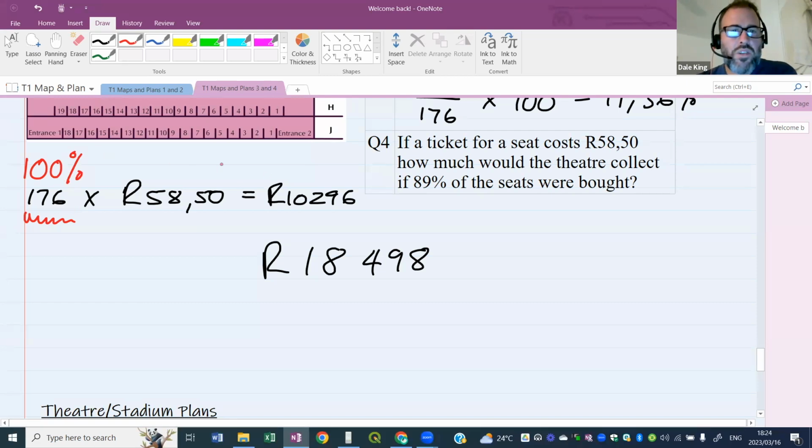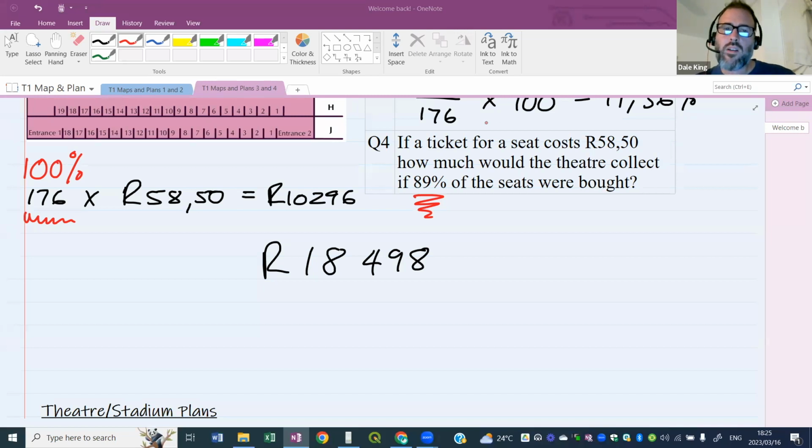So if we sell all the tickets, we should be getting 10,296, all right? Then if we sell 89% of the tickets, is that more or less than 10,296 Rand? All right. So if 100%, all of them is 10,296, then 89%, which is not all of them, it should be less than all of them. Shouldn't that be less than 10,296?